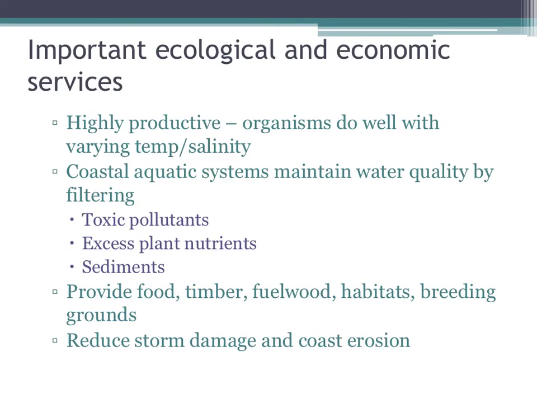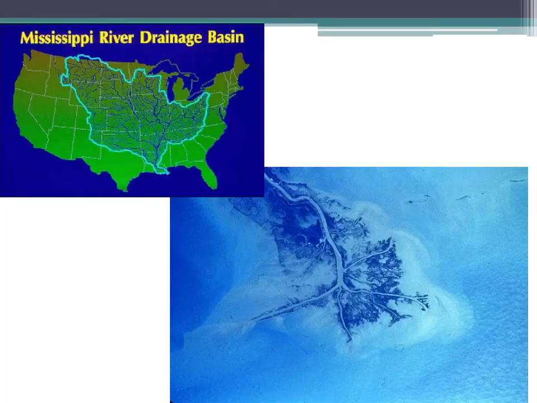They do provide food, timber, fuel wood, habitats, and breeding grounds. Unfortunately, some nations are taking too much of that. And they do reduce storm damage and coastal erosion. So if we have things even as severe as hurricanes, they can slow down the effects. So they're very productive. Just a last little slide right here.